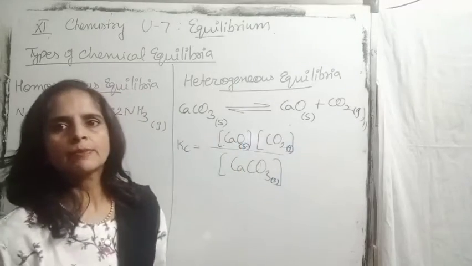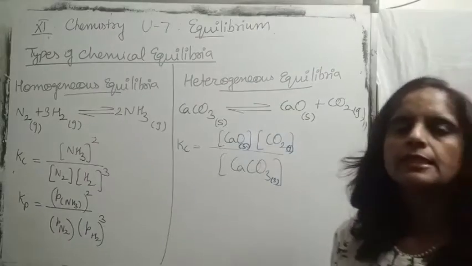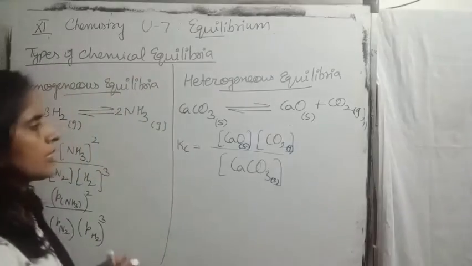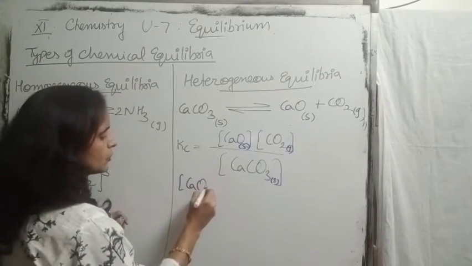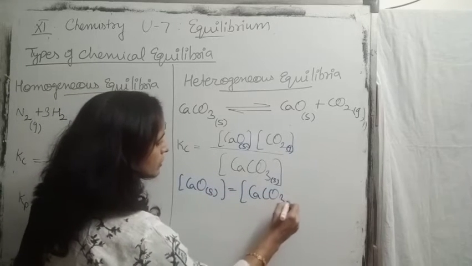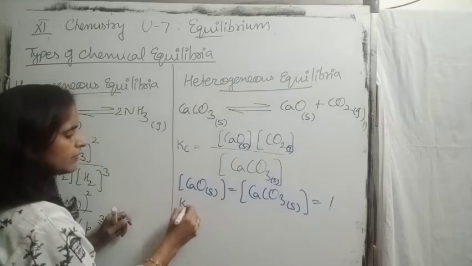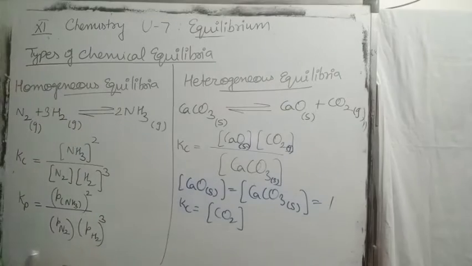While writing the expression for Kc, the molar concentration of pure solids and pure liquids remains constant. So it is taken as one, so calcium oxide and calcium carbonate, for pure solid, remain constant, that is equal to 1. So Kc is only left with the molar concentration of CO2. This is the way we express Kc in case of heterogeneous equilibria.